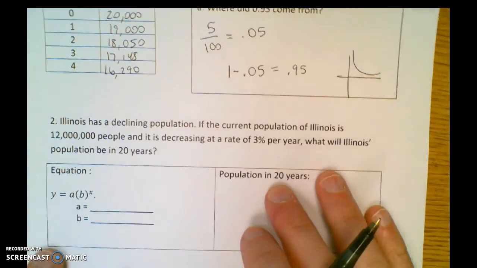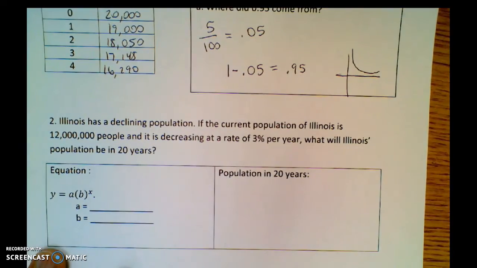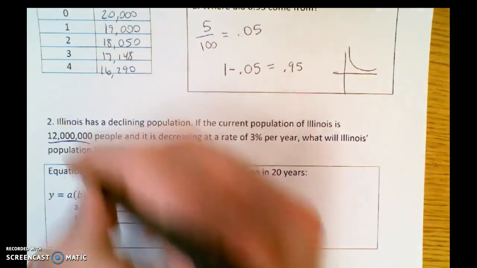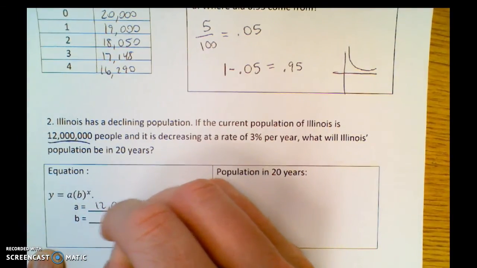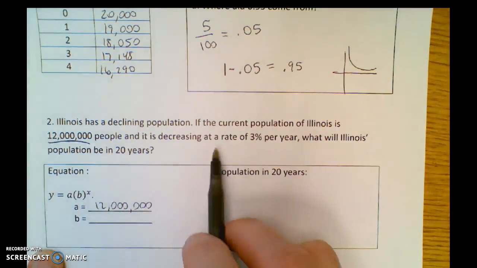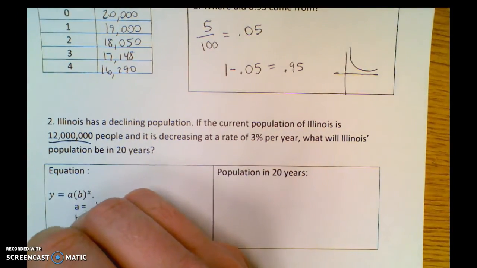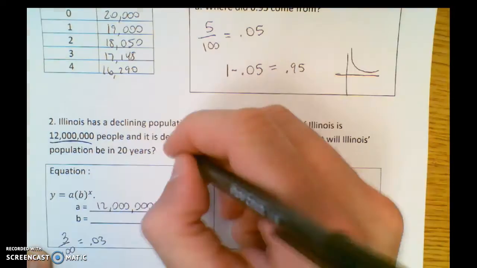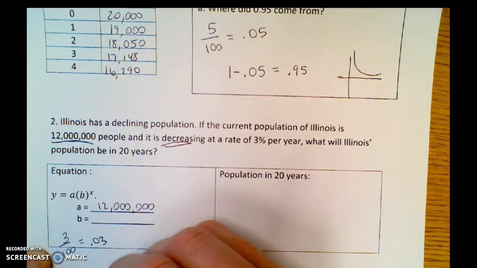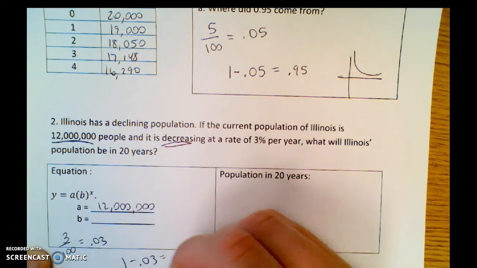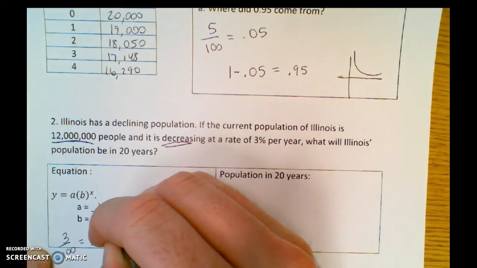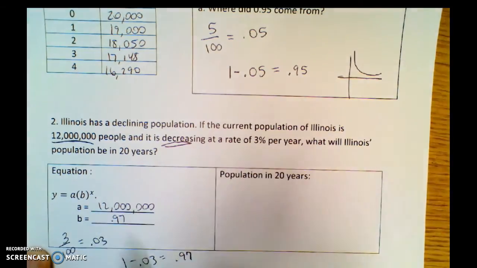So let's try another problem. Illinois has a declining population. If the current population of Illinois is 12 million people, there's my initial value. And it's decreasing at a rate of 3% per year. So remember, we do 3 divided by 100 to get that decimal. But since we're decreasing, we're going to subtract. So it's going to be 1 minus 0.03, which is 0.97. So the next year's population is going to be 97% of what it was before. That's your B, your multiplier, your B value.